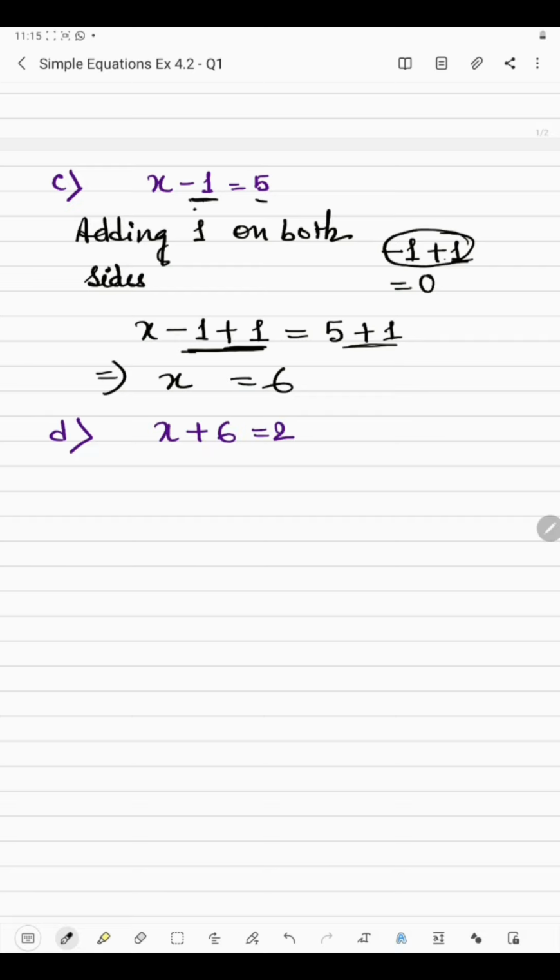Now in the next part we have x plus 6 is equals to 2. Now we will have to remove plus 6 here. Now what should we take to remove this? You have plus 6, and if you take minus 6 here, then plus minus minus, so 6 minus 6 is 0. That means if you take minus 6 on both sides, then this part will become 0. We can remove this constant by taking minus 6 here. So we'll write subtracting 6 from both sides.